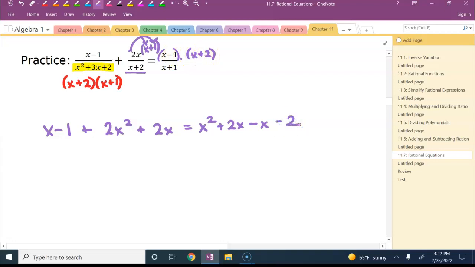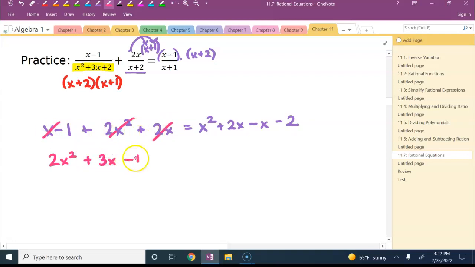So here's our equation. So now I'm going to start combining like terms if I can. So let's just focus on the left side and the right side for right now. So I have 2x squared, x and 2x, which would be 3x.